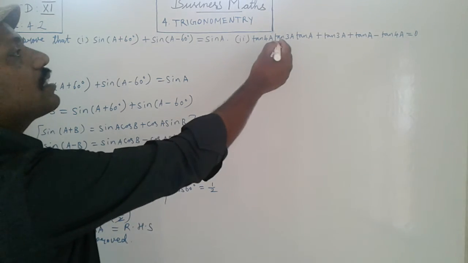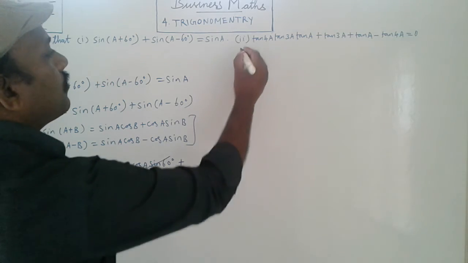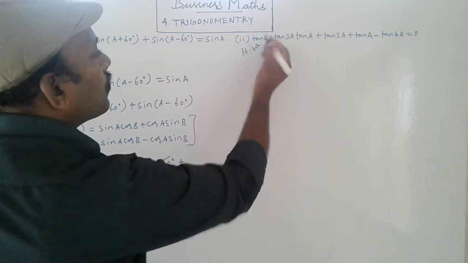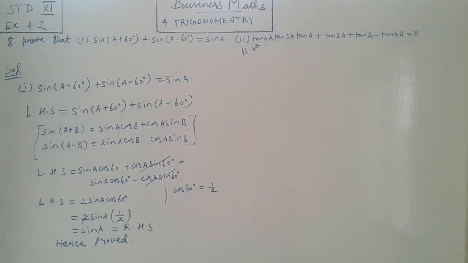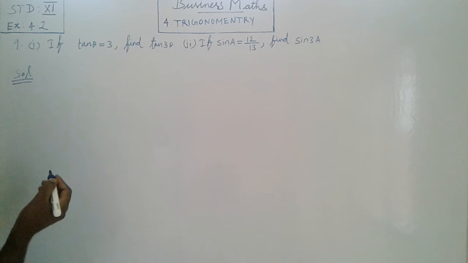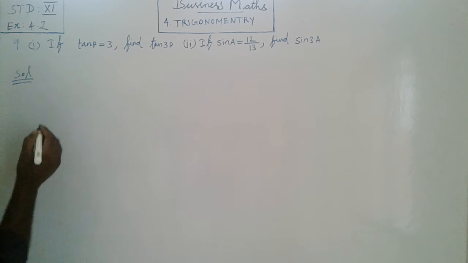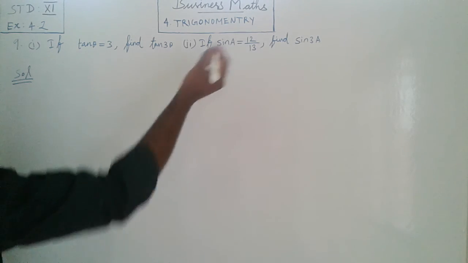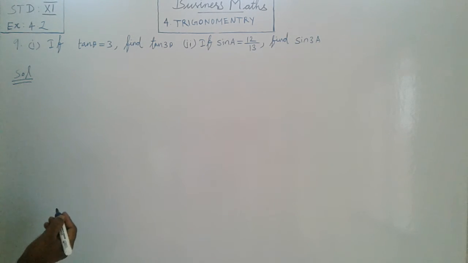Next, the second sum is the same model. It is homework; you should do it. First one: if tan theta equals 3, find tan 3 theta. Second: if sin a equals 12 divided by 13, find sin 3a.